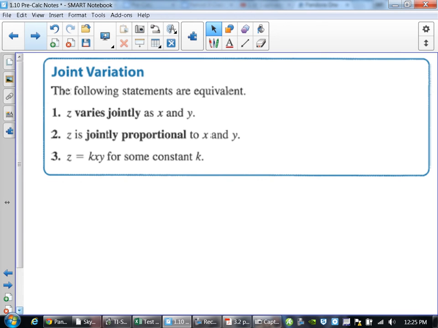Okay, so what does that look like? We usually wrote them on the bottom. Well, it's the same thing. It's z equals k times x times y.